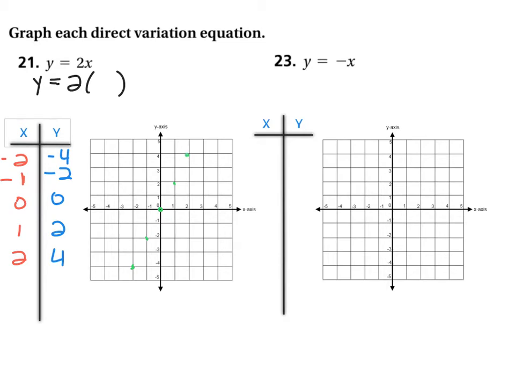All of these points are on the line. There are an infinite number of other points on the line too. We could have calculated, what do you get at -1.5? And -1.5 times 2 is -3. You could see that that would also fall right on the line. I'm going to draw a line here for us. Okay, now we'll move on to the next one.